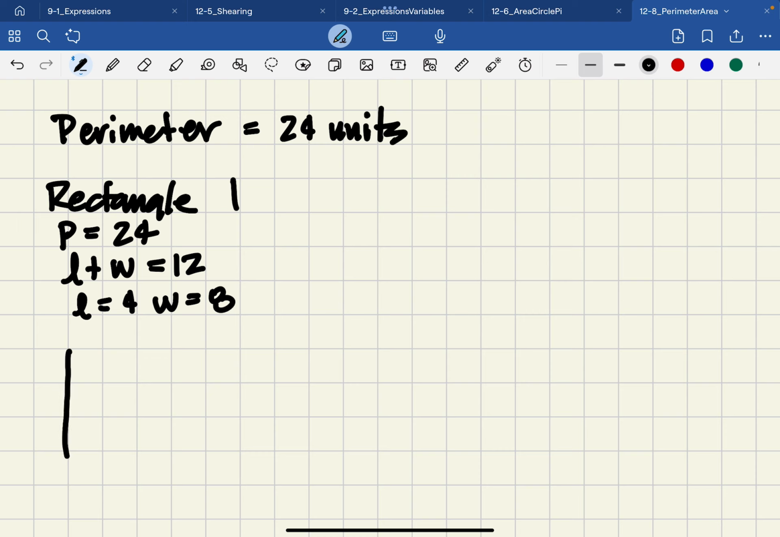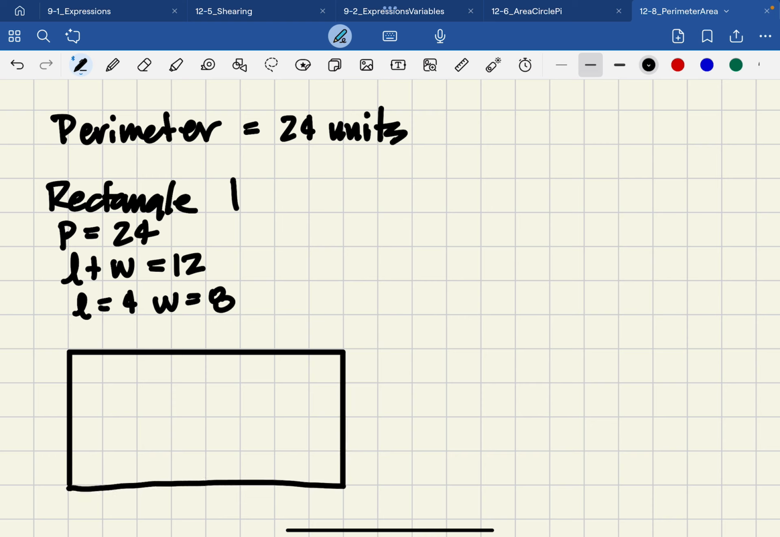1, 2, 3, 4. 8. 3, 4. 6, 7, 8. So here I have a rectangle that is 4 by 8. So the perimeter is equal to 24. And the area is 4 times 8, or 32.